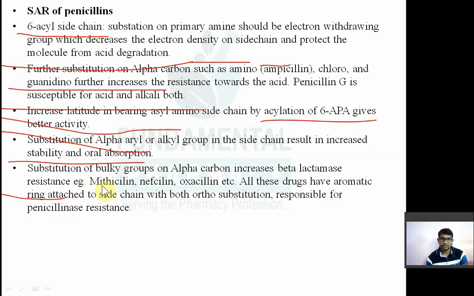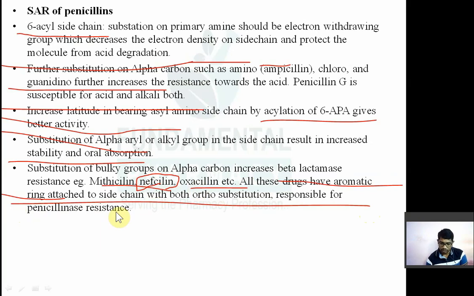For example, methicillin, nafcillin. What is in nafcillin? Nafcillin has naphthalene. Then oxacillin. So they are resistant to beta-lactamase. So with introduction of a bulky group on the alpha carbon atom, the molecule becomes resistant to beta-lactamase. All these have an aromatic ring attached to a side chain. Ortho substitution is responsible for the penicillinase resistance.